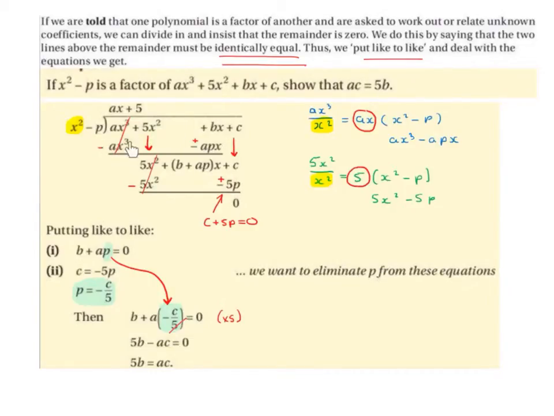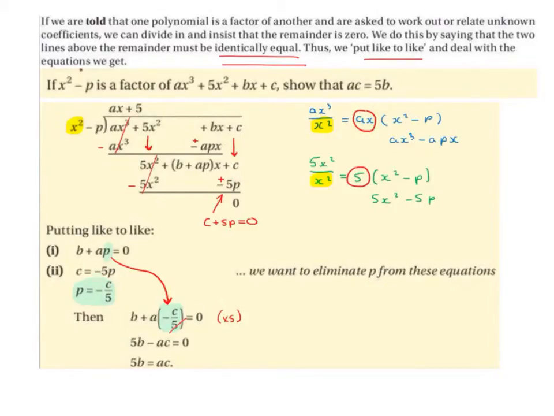Okay, so again we change our signs. So these are going to cancel out. We're going to bring down the 5x squared, and plus bx plus apx, what we're going to do is factorize and take out the highest common factor, which is x. We're going to say x into bx leaves us with b, so b goes in the front of our brackets. And x into plus apx leaves us with plus ap. So plus ap goes in the back of our bracket. And then we bring down the plus c.